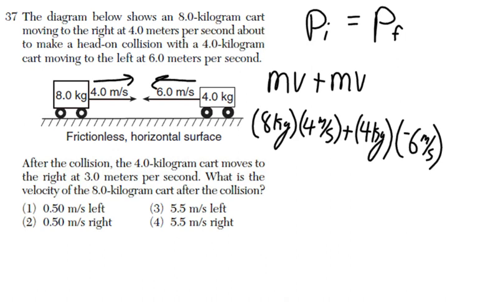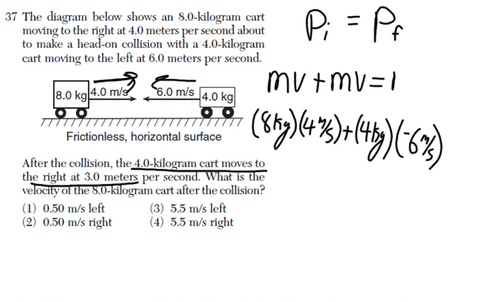Let's look at the momentum afterwards. Oftentimes you'll find that the carts stick together. We're not so lucky in this case. The carts collide and bounce off of each other. So afterwards, the 4 kilogram cart moves to the right at 3 meters per second. Now we said to the right is going to be our positive direction.